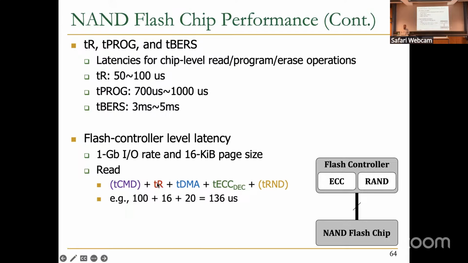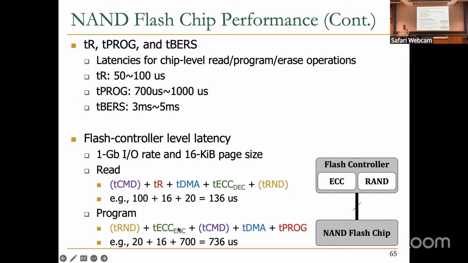Then the NAND flash chip needs to do the tR, which is the sensing operation. And after reading that, the data needs to be moved to the controller, so we have this tDMA latency. In the controller, we need to do ECC decoding, and also de-randomization for read operations. These two, command latency and randomization, we can ignore because they are not very large. In the end, it's going to be at least 136 microseconds, for example, latency for reading.